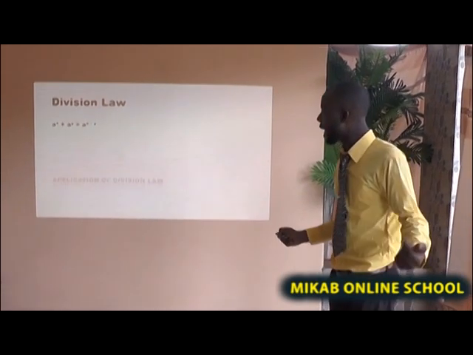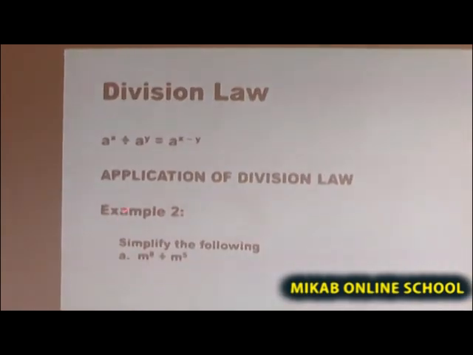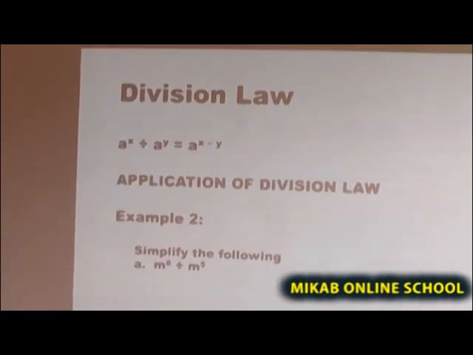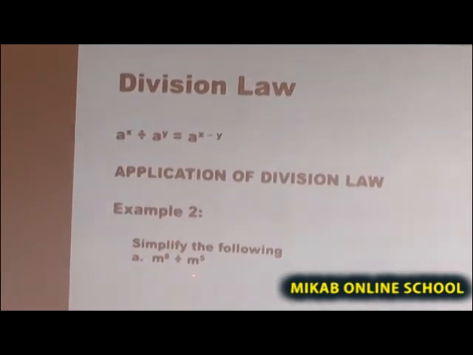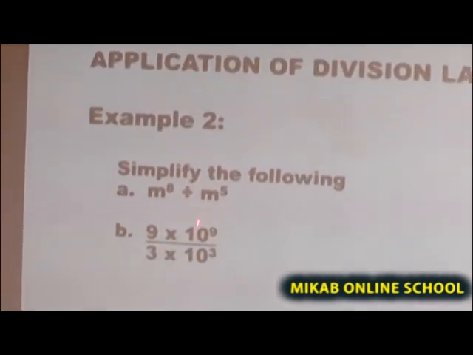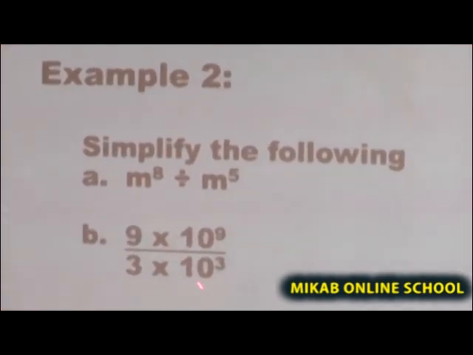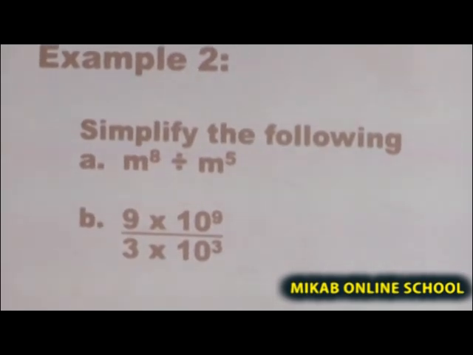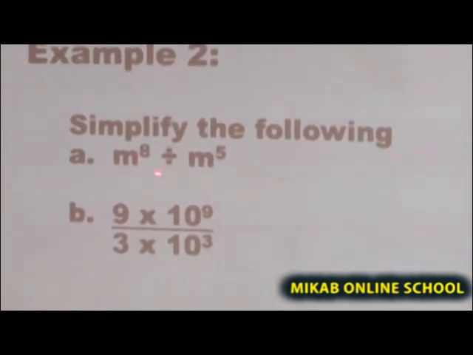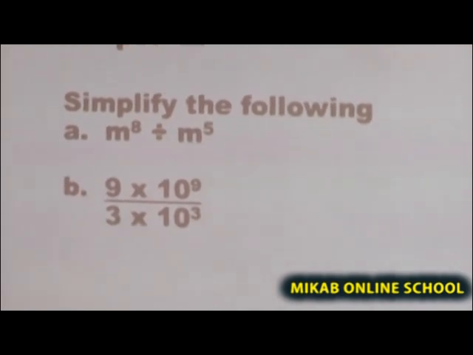So we shall look at the next example, which is example 2. In this example too, we are asked to simplify the following. The first one is m raised to the power of 8 divided by m raised to the power of 5. If you must solve this question, the m here is similar to this. Like the way I explained in the previous example, once this one is m and this one is m, it means that you can pick one out of the two. And the solution goes thus.